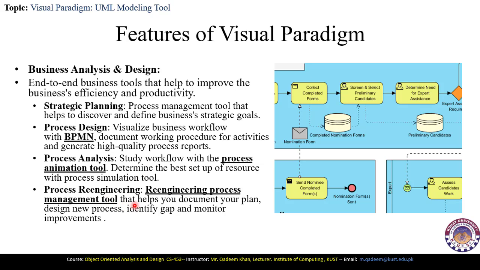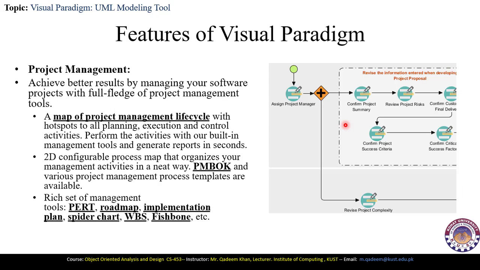Similarly, process re-engineering means process redevelopment. So re-engineering process management tools help us to redefine, plan, and redesign the process, then identify the gaps and monitor improvements in the process here. So you can see that there are multiple processes and the processes are connected with their required resources. So then the business process is defined through Visual Paradigm. Mostly the business process is used in software engineering.